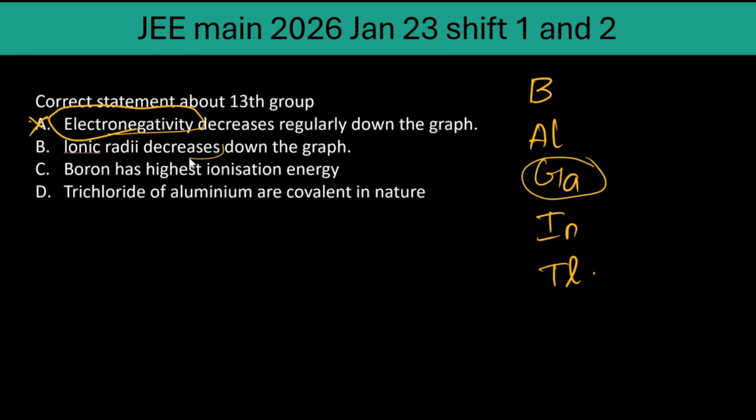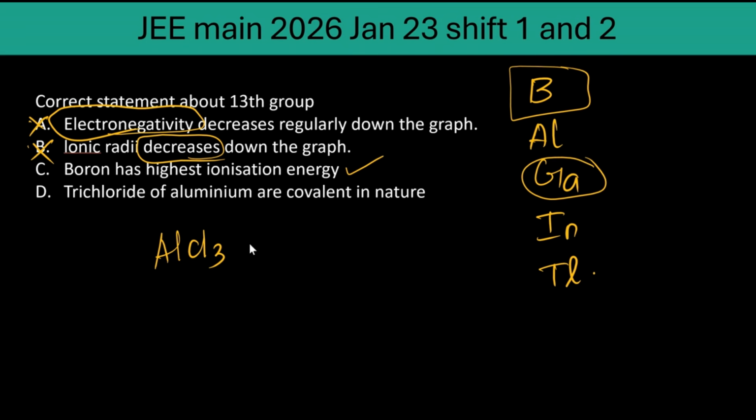So ionic radii usually increases down the group, not decreases, because the number of shells increases. So this is an incorrect statement. And boron has the highest ionization energy. Boron is at the top of the group, right? It's nearer to the nucleus, so it will have the smallest atomic size, so it will have the highest ionization energy.